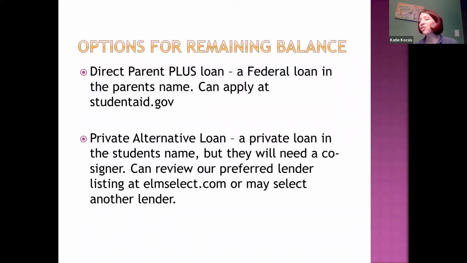It can be extended family, anyone who you think would agree to cosign for the student. We have a preferred lender listing at elmselect.com. You can go on there and review the 6 or 7 different lenders that we have in our preferred lender listing. You don't have to go with one of those though. If you have a credit union that you belong to, where you're already a member, you might get a really good rate. Feel free to go through that, not a problem. Just make sure that we all know they're attending Niagara University, and they'll send the money over to us.